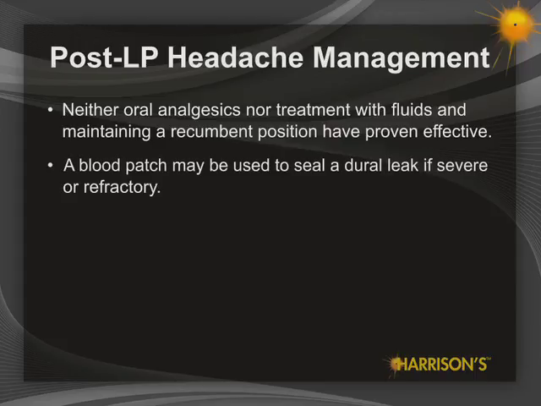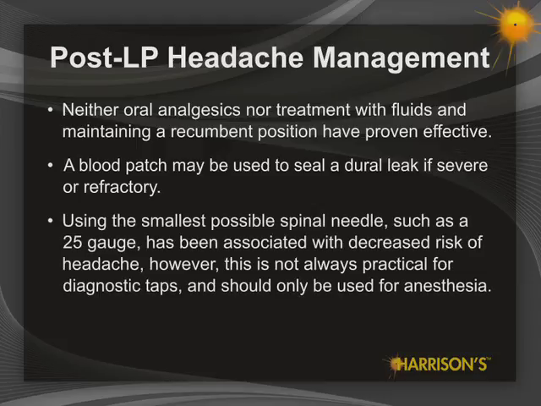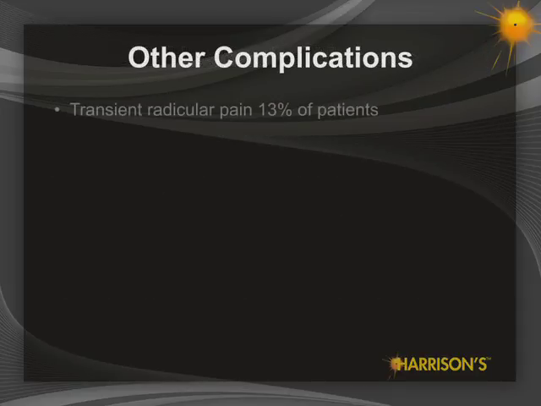If severe and refractory, a blood patch may be used to seal a dural leak. Performing a lumbar puncture using the smallest possible spinal needle, such as a 25 gauge, has been associated with a decreased risk of headache. However, this is not always practical for diagnostic taps and should only be used for anesthesia. Transient radicular pain has been reported in 13% of patients and only rarely persists. Bleeding may occur locally at the site of the needle insertion and infrequently can lead to an epidural hematoma, which may need to be evacuated surgically.